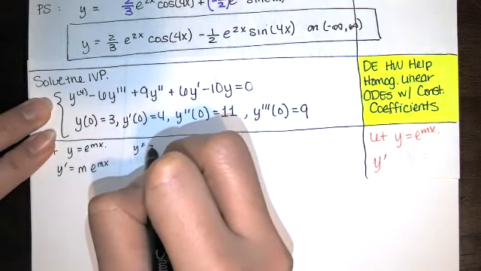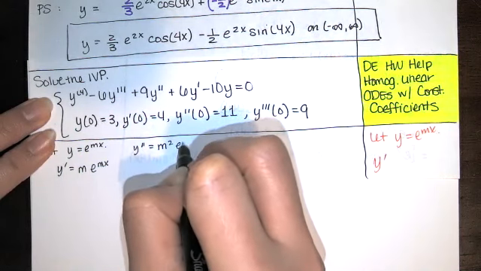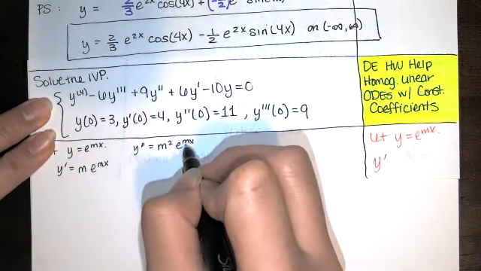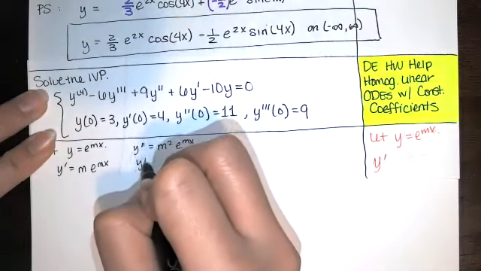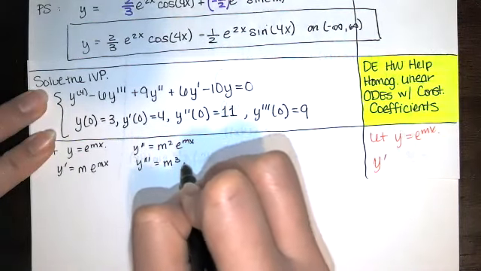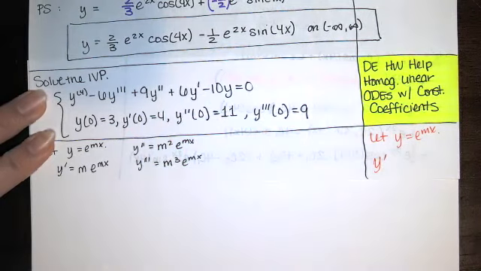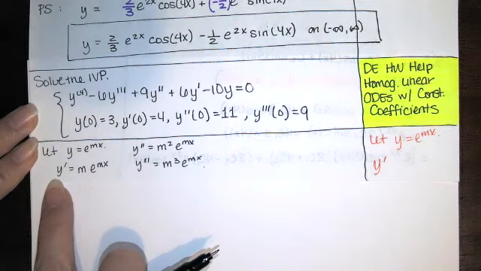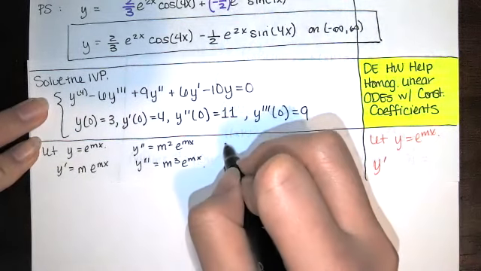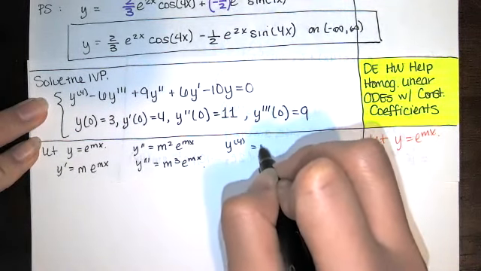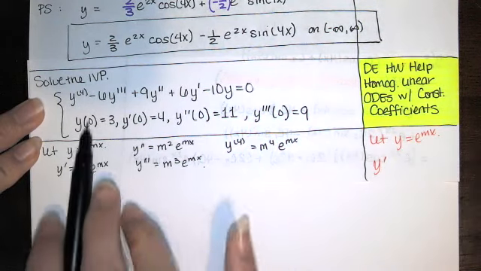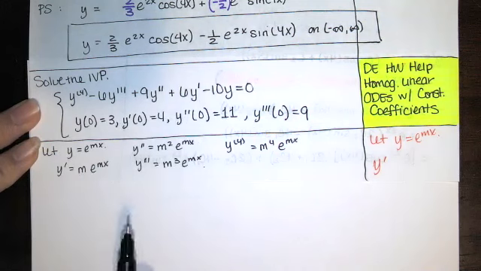The second derivative is going to be m times the derivative of e to the mx. So we'll get another m when we take the derivative again. And when we take the derivative again, we'll get another m. All of those extra m's come from the chain rule. Now, this is a fourth order equation, so I need the fourth derivative. Multiply by m again.